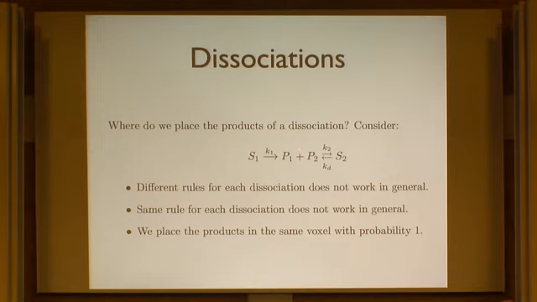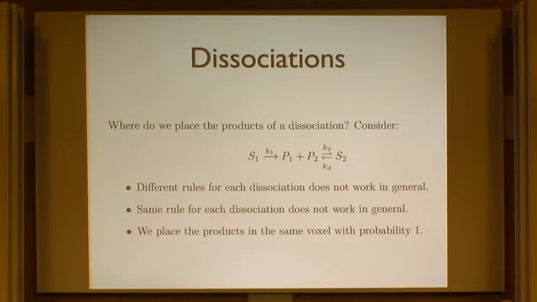The problem is when you have several reactions like this. You have different rules for these dissociations. If you place these in the same voxel when this dissociates, then this dynamics will be wrong on a short time scale. If you do something different here, then some other dynamics could be wrong. So different rules do not work in general.